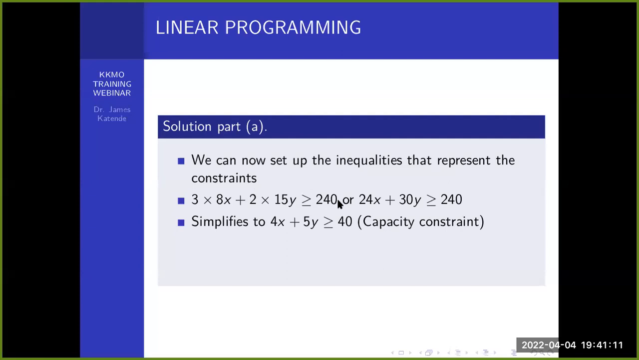Now the contractor has to deliver 240 tons. So it means they cannot carry less than 240. This gives us an inequality, 24x plus 30y is greater than or equal to 240, but this can be simplified to 4x plus 5y is greater than or equal to 40. I think you divide throughout by 6 and you will end up with this simplified inequality. So this gives us a capacity constraint.